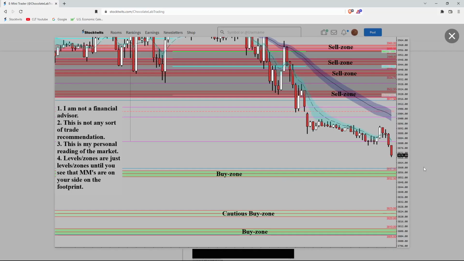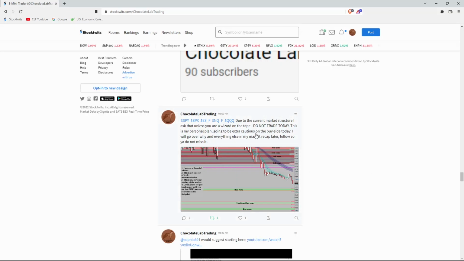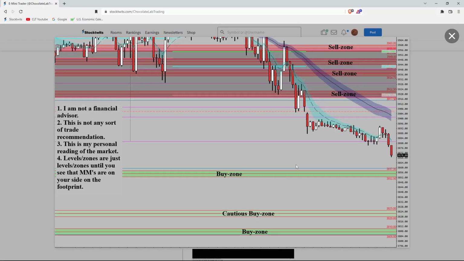But here is my daily plan. So I said, due to the current market structure, we're trading out of balance. I asked that unless you're a wizard on the tape, reading the order flow, reading the footprint, don't trade today. This is my personal plan, going to be extra cautious on the buy side. On top of this, I believe today was quad witching as well. Pretty self-explanatory what I was looking at.